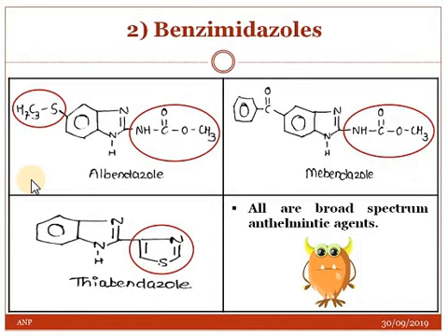the thiopropyl group is present at the fifth position in case of albendazole, while the benzoyl group is present at the fifth position in case of mebendazole, but there is no substitution at the fifth position in case of thiabendazole. These all are the broad spectrum anthelmintic agents.